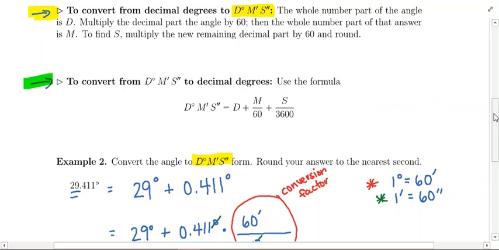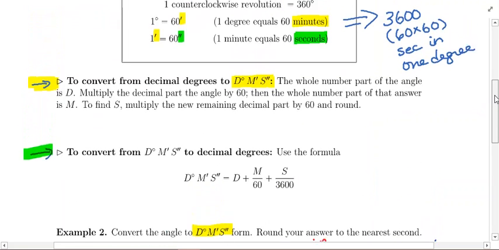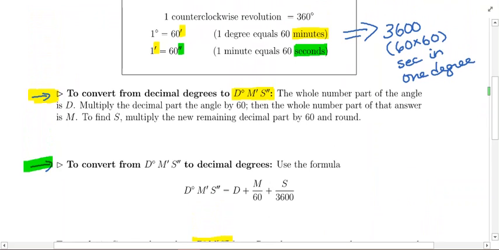Okay, all it's doing here is using the fact that 1 degree is equal to 60 minutes and that 1 minute is equal to 60 seconds. And in putting these two together, we know that there's 3600 seconds in 1 degree.